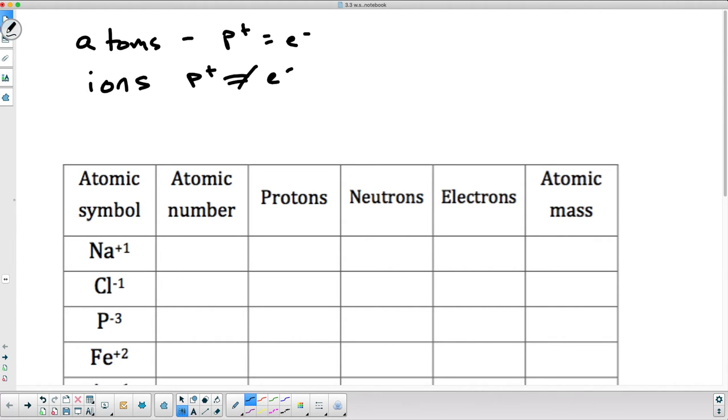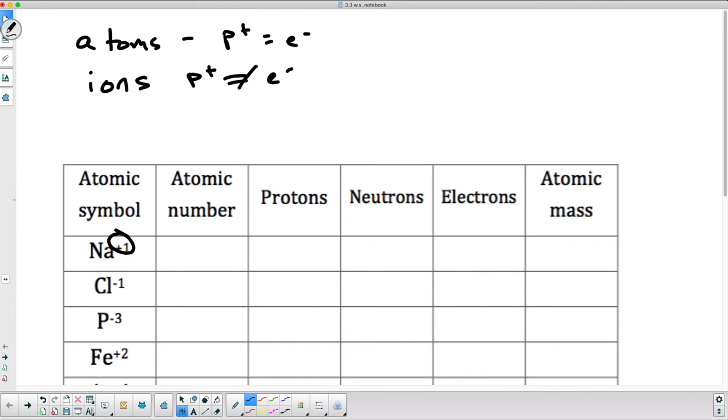So for 3.2, it was like, hey, if you had 20 protons, you had 20 electrons, because the atoms are neutral, which means that the number of plus charges equals the number of negative charges. But that's not true for ions. Take a look at our first example. Our first example here is sodium with a +1.